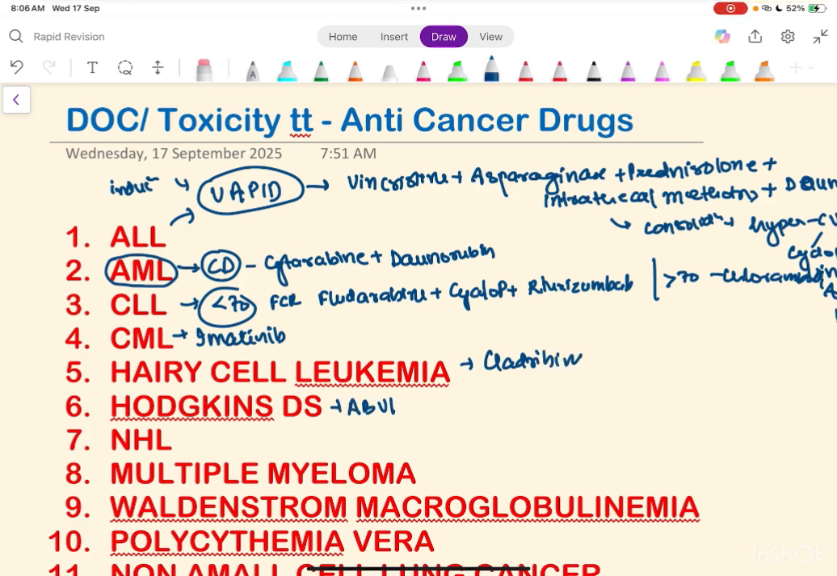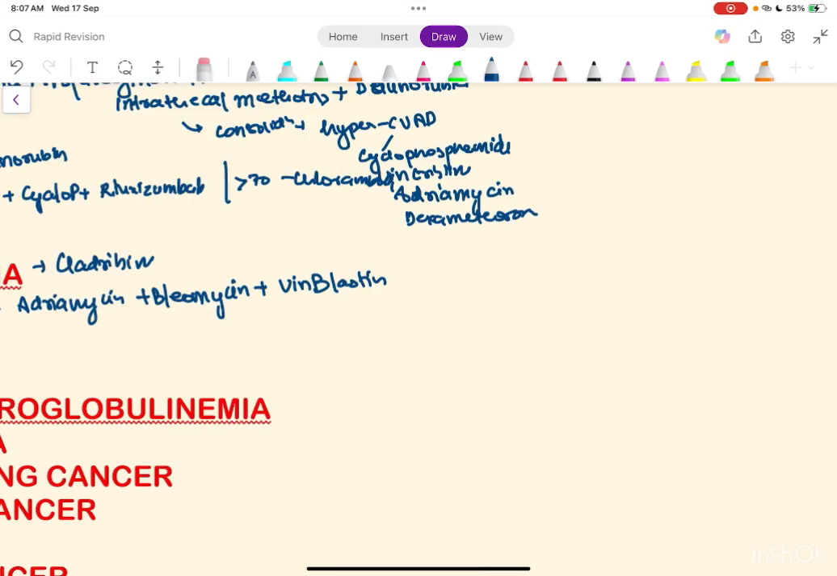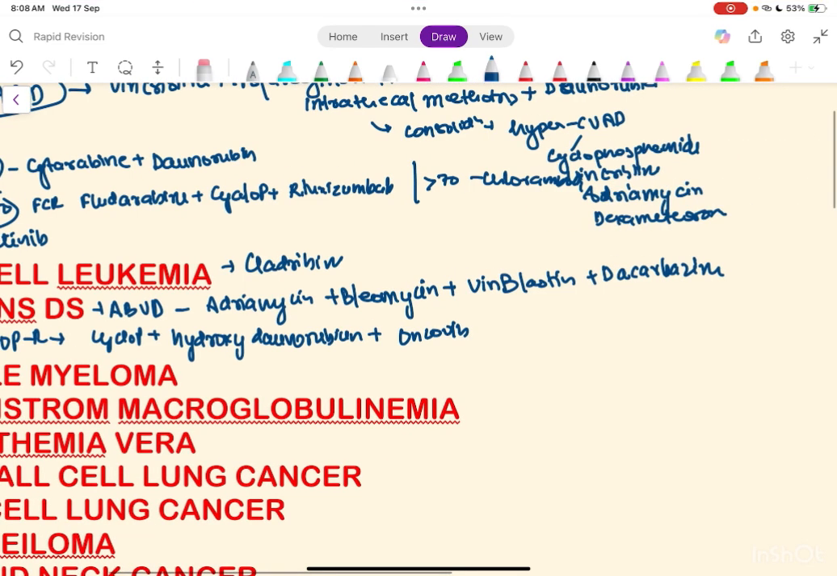Hodgkin's disease, ABVD. ABVD is adriamycin plus bleomycin. If you forget whether it is vinblastine or vincristine, remember bleomycin, so vinblastine. And then by D we have dacarbazine. Okay, then coming on to the NHL. In NHL, non-Hodgkin, you have something which is CHOP R. So in CHOP R, first you have cyclophosphamide, then hydroxydaunorubicin, then Oncovin, which is another name of vincristine, then prednisolone, and we have rituximab.